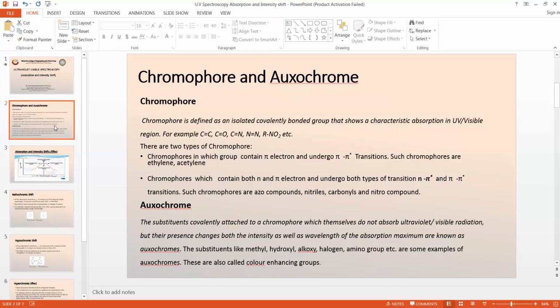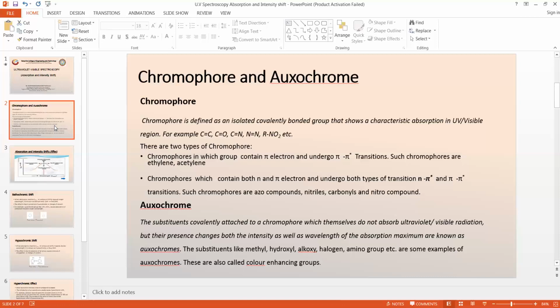Chromophore. Chromophore is defined as an isolated, covalently bonded group that shows a characteristic absorption in the UV visible region. For example, C=C, C=O, C=N, N=N, etc. Chromophores are generally color imparting groups.